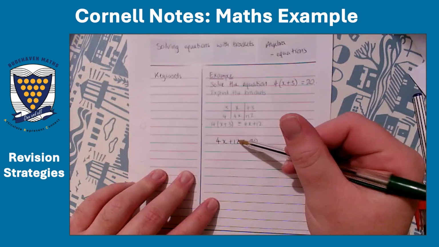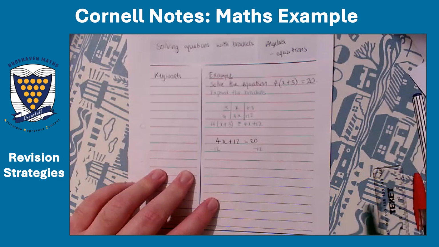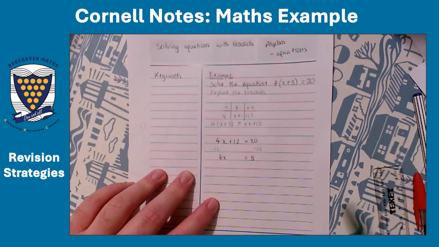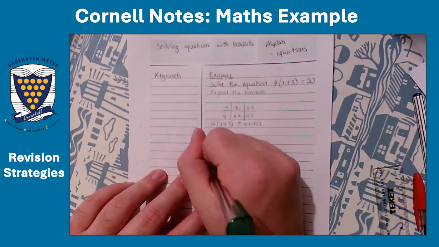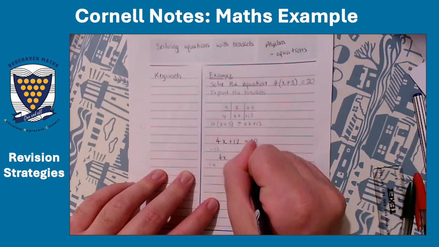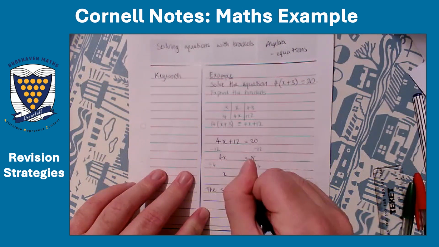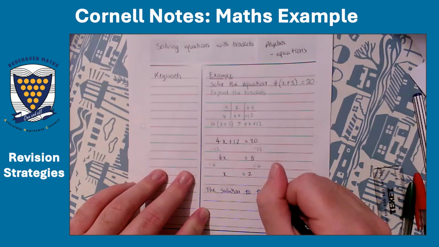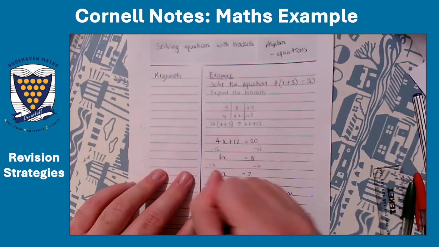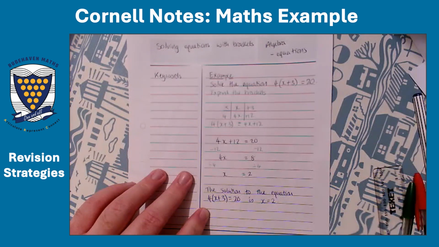To do this, I'm going to start by doing the inverse operation. So instead of adding 12, I'm going to take 12 from both sides to keep the equation balanced, which gives me 4x equals 8. The inverse of multiplying by 4 is to divide by 4, so that's both sides. And I get x equals 2. So I can say the solution to the equation 4 lots of x plus 3 equals 20 is x equals 2.